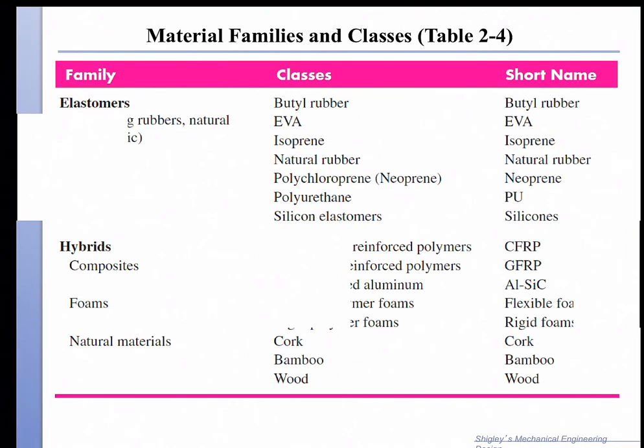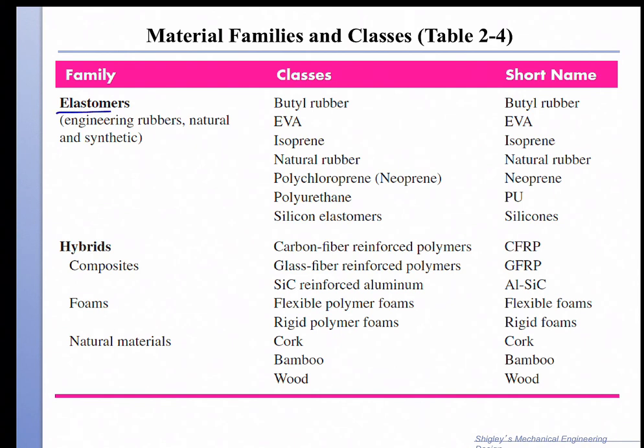So this is going back to the polymers. We talked about this, and the elastomers are another class within the family of polymers, like polyurethane and butyl rubber and so forth. So rubbery materials are called elastomers in this case. Other materials are hybrids, like composites, foams, and natural materials, which are hybrid materials, as you can see here.